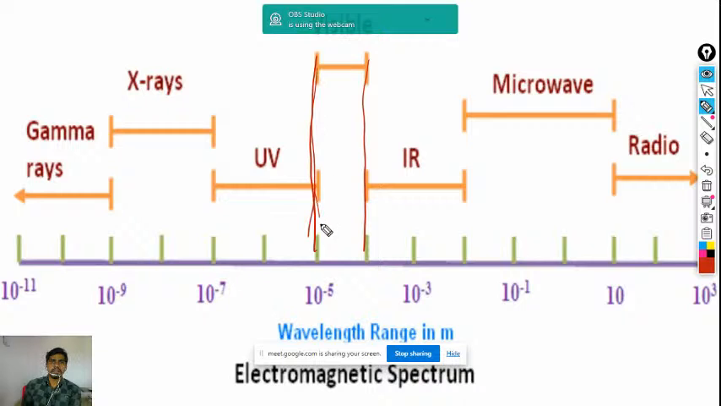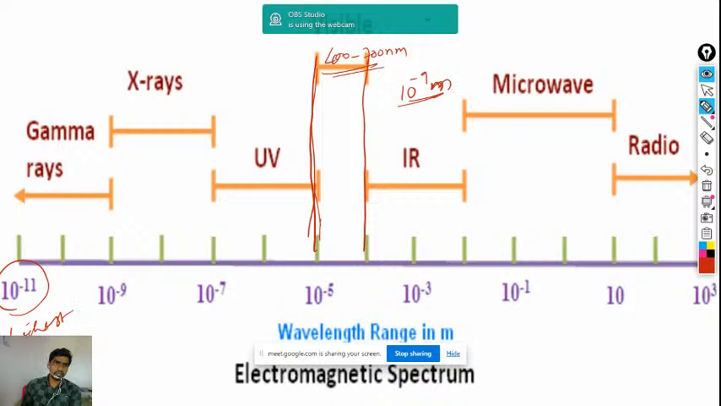Here is the visible light, which is 400 to 700 nanometers. 1 nanometer equals 10 to the power of minus 9 meters. So this is about the visible light. Gamma rays will have the lowest wavelength and the highest energy.